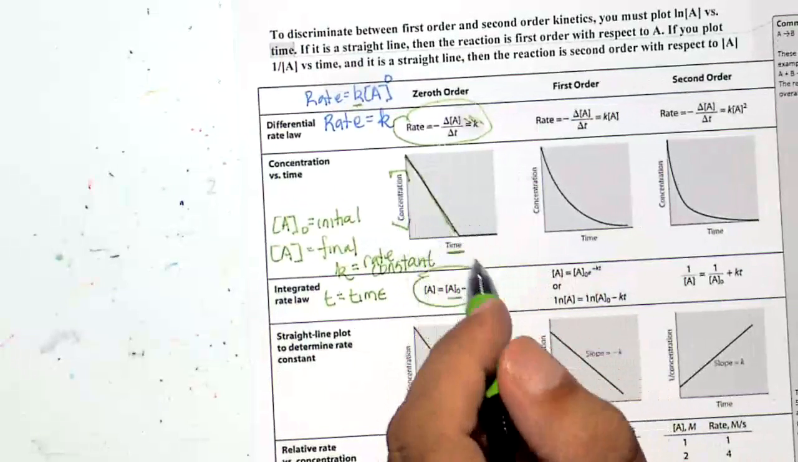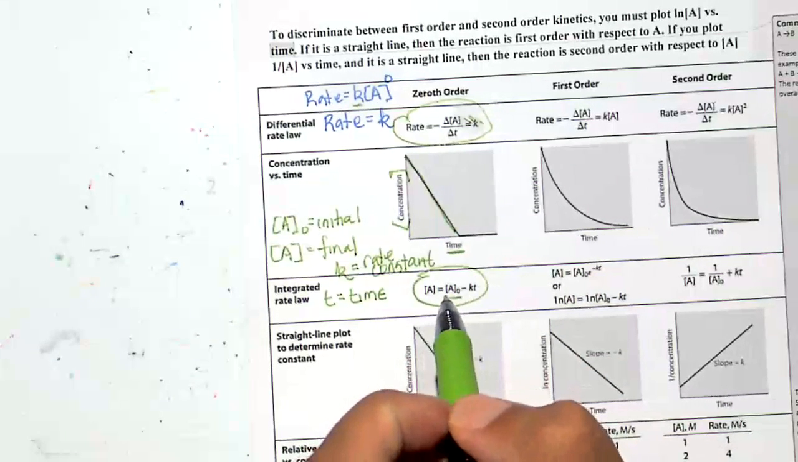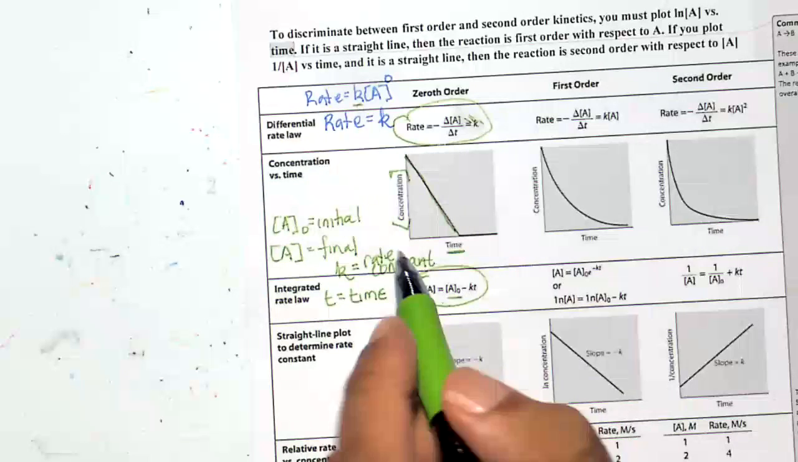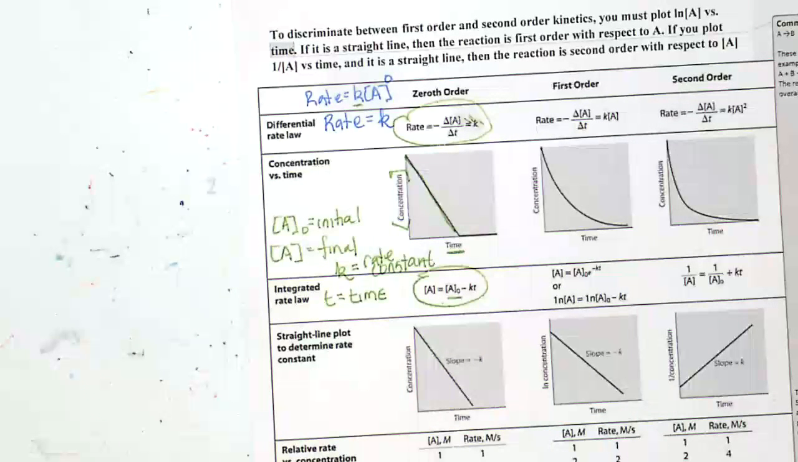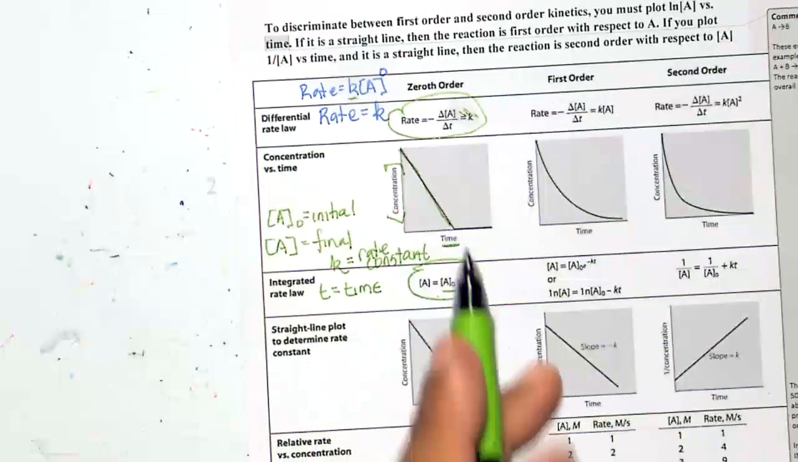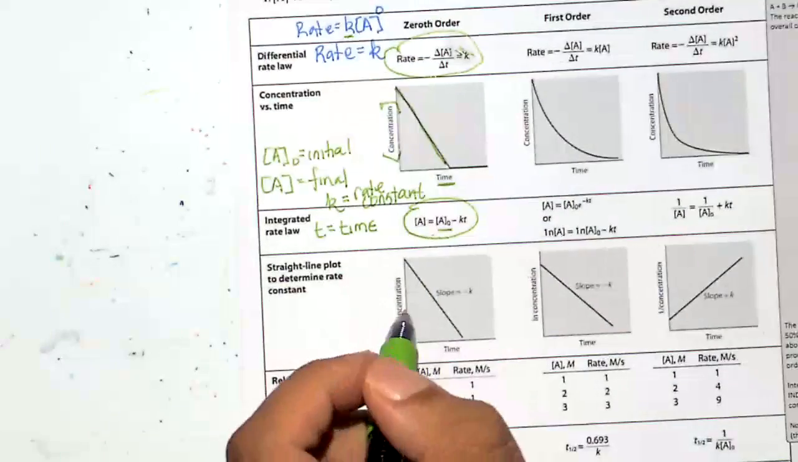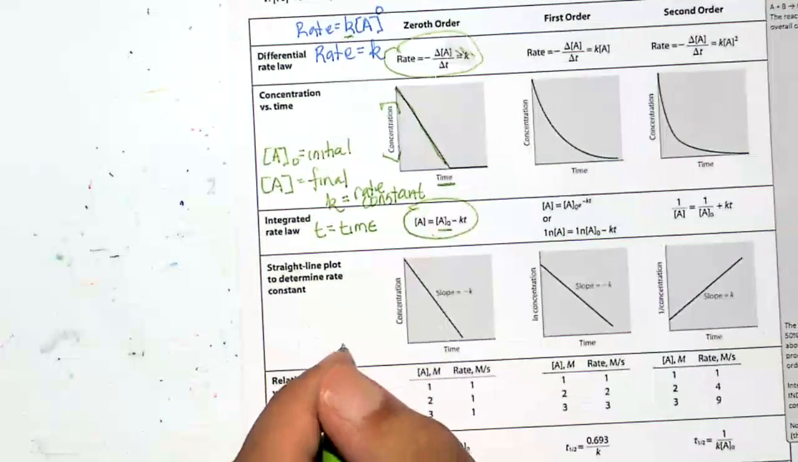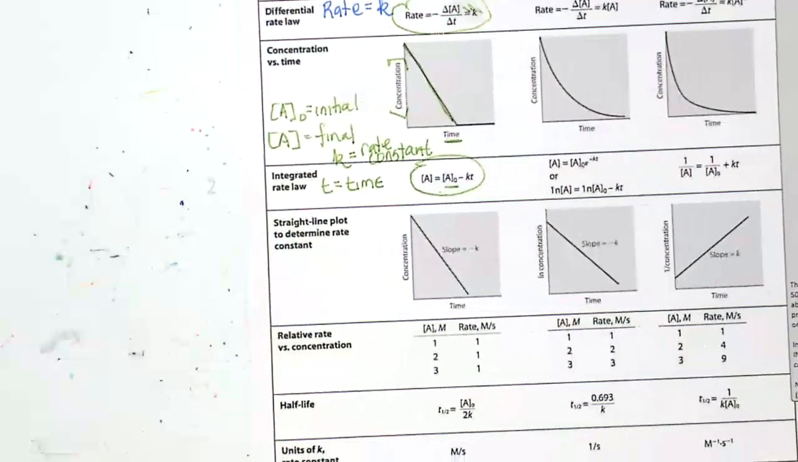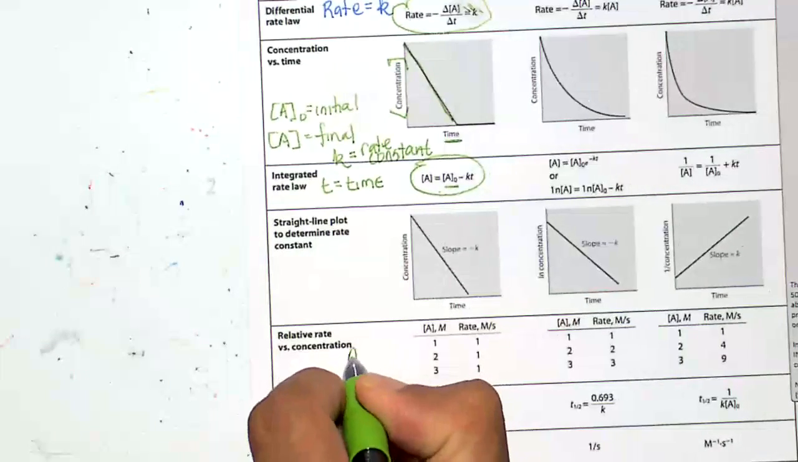So if the reaction is decaying with zero order, this is the equation you want to use. So make sure you bring this to the test, if that reactant is decaying with zero order. So this is a straight line. The concentration over time is a straight line. Simple, zero order.